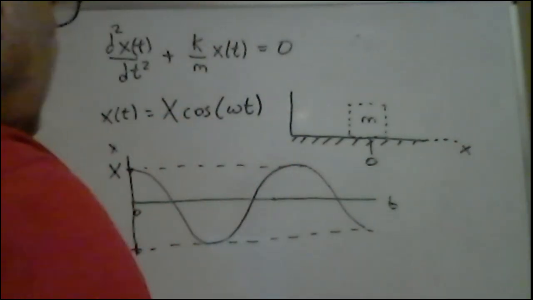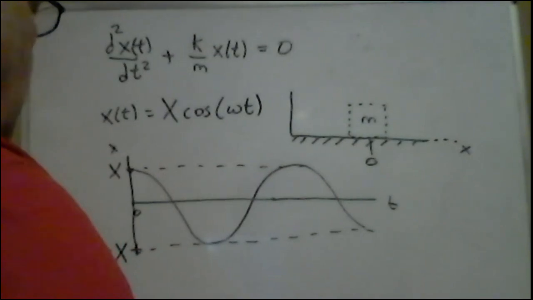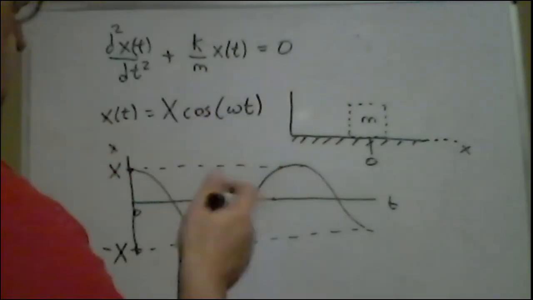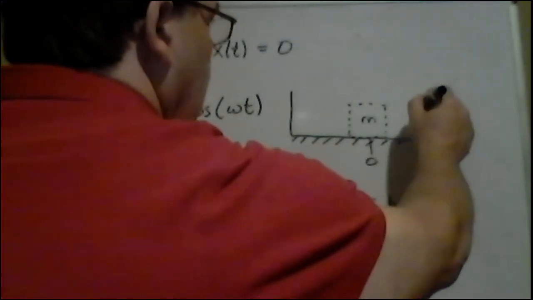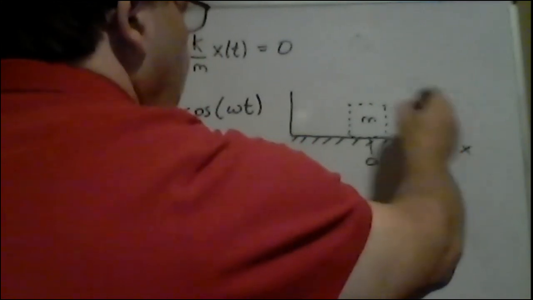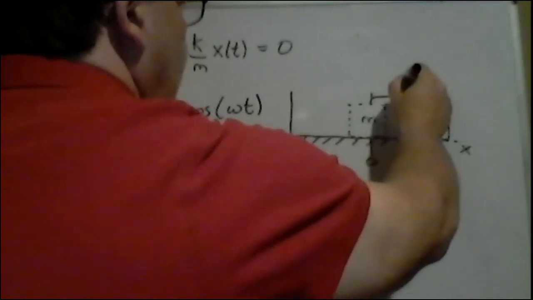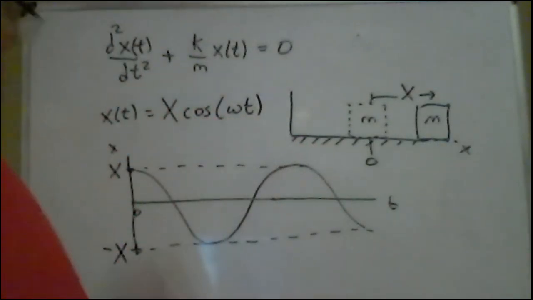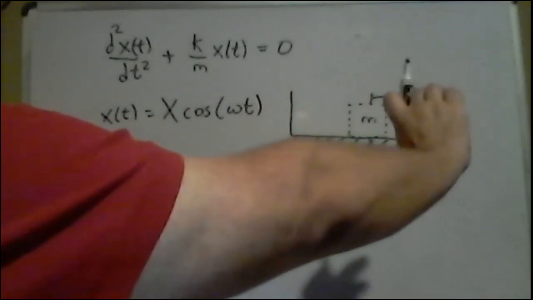So initially I'm in compression. Well, let's not worry about that. Let's just say initially I'm stretched, a little different than what I said before. Initially I'm stretched out. How far? Stretched out by capital X. Okay, so initially at time 0, the system is stretched out as far as it can go.